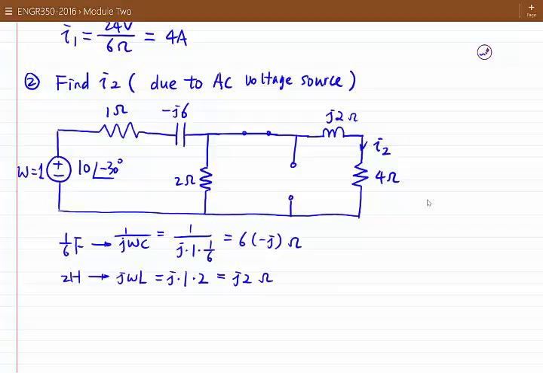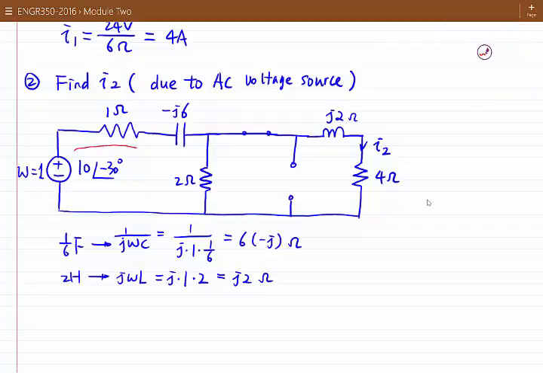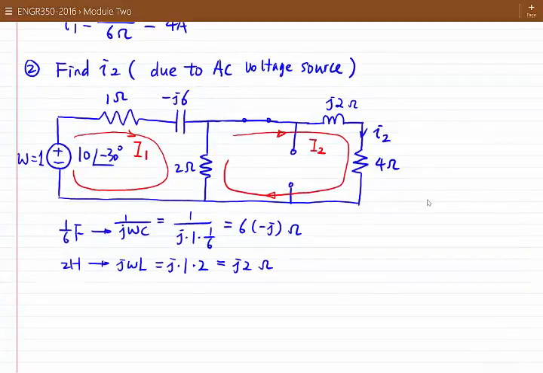So here we can use mesh analysis. So let's define mesh current. So we have 2 meshes. So let's define this current is the so-called mesh 1 current I1. So let's define this current is the so-called mesh 2 current I2. So you see here, this I2 current actually is corresponding to I2 in time domain. Okay, so let's write the 2 equations based on KVL to solve for I1 and I2.